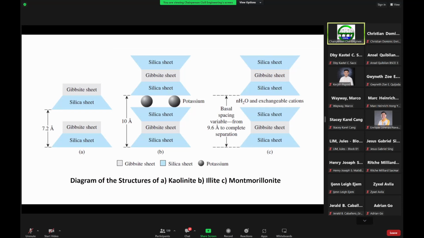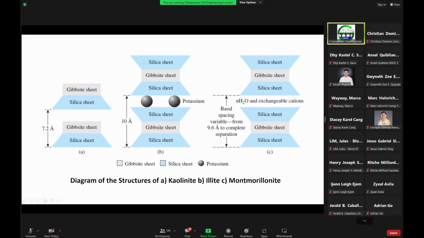So this is just an illustration of what I have mentioned earlier. For the kaolinite clay here in letter A, it's composed of one gibbsite sheet and one silica sheet, and they are bonded together by hydrogen bonding.